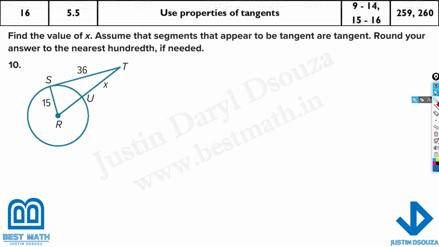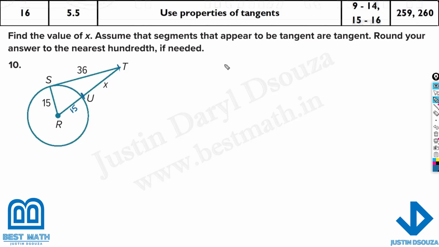Now this one is a little bit tricky because the x value is not the entire RT. It is just from U to T. You can see it's only the outside of the circle, this part of the line from U to T. What about R to U? What is this value? This much will be the radius, isn't it? From here to here, SR or RS is the radius, same as RU. So if RS is 15, even RU is going to be 15. And now we can solve it.